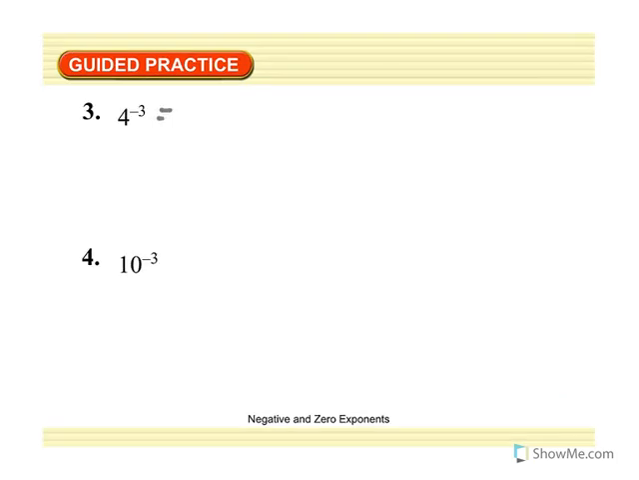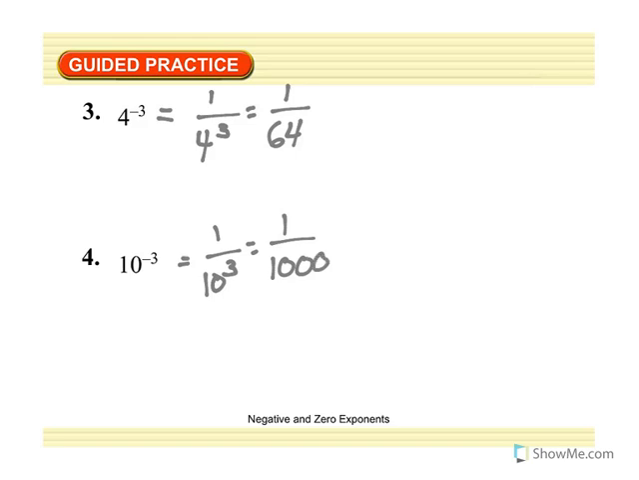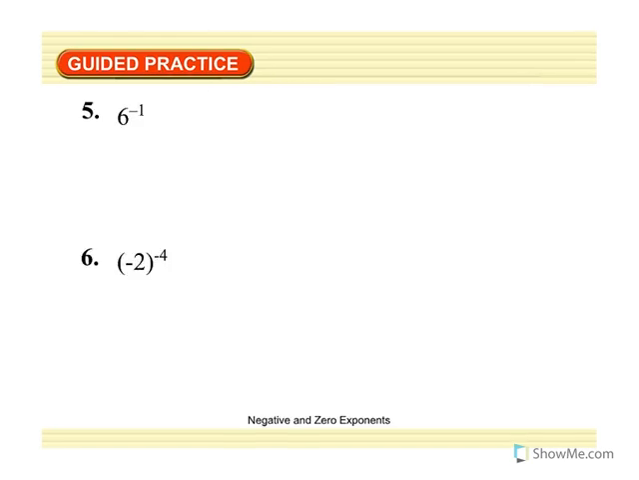4 to the negative third is going to be 1 divided by 4 to the third, which is 1/64. 10 to the negative third is 1 divided by 10 cubed. 10 cubed is 1,000, so 1/1,000. 6 to the negative first is 1 divided by 6 to the first, which is simply 1/6.